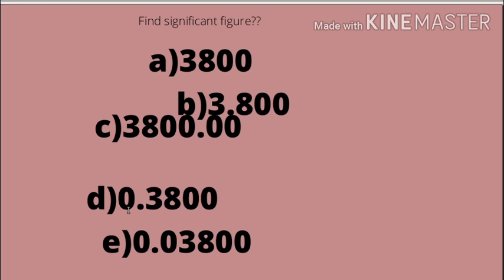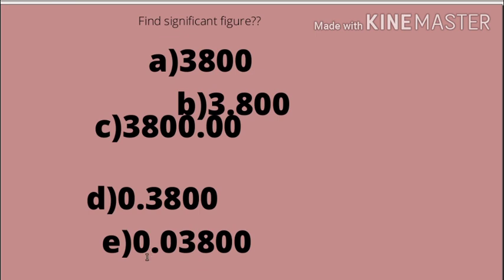0.3800. When you put 0 point, it means this number is less than 1, and in all numbers less than 1, the starting 0s are not counted as significant figures. But what about this 3800? Yes, of course, it will be counted as significant figures. So how many significant figures are there? 1, 2, 3 and 4. So 4 significant figures. Move to part E.